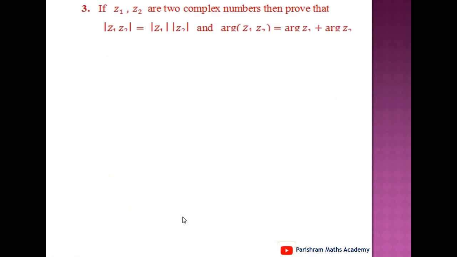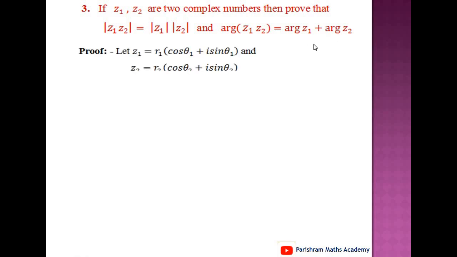Third, if z1 and z2 are two complex numbers, then prove that mod of z1 into z2 equal to mod z1 into mod z2, and argument of z1 into z2 equal to argument of z1 plus argument of z2. Proof. Similarly, we can take here two complex numbers z1 and z2 in polar form. z1 equal to r1 in bracket cos theta 1 plus i sin theta 1, and z2 equal to r2 in bracket cos of theta 2 plus i times sin theta 2.